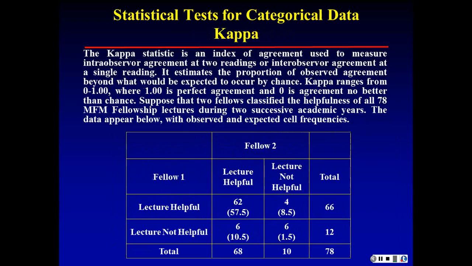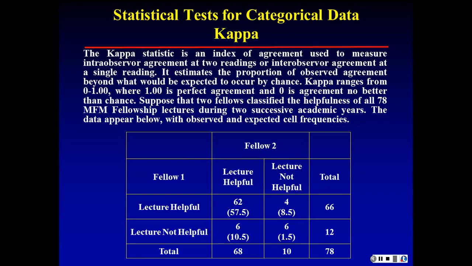All right. Another categorical data statistical test is called kappa. If any of you have ever worked with kappa or heard of kappa? Dr. Ramon has. The kappa statistic is an index of agreement, and you can use it to measure inter-observer agreement at 2 readings or inter-observer agreement at a single reading.